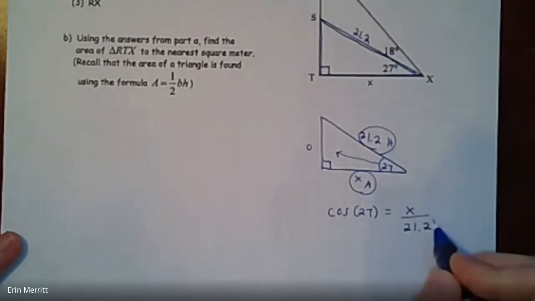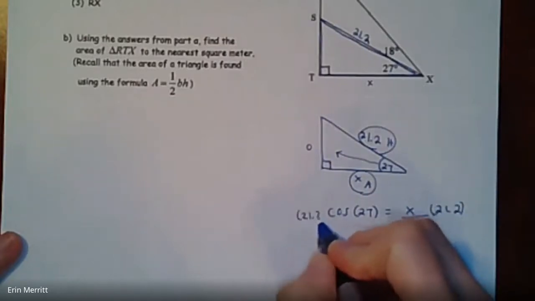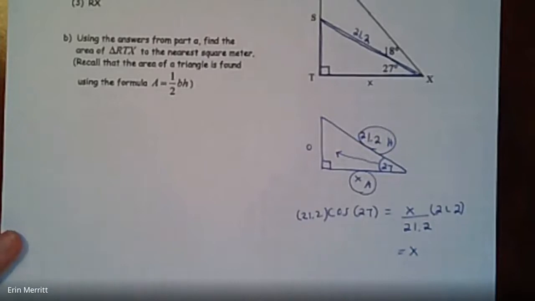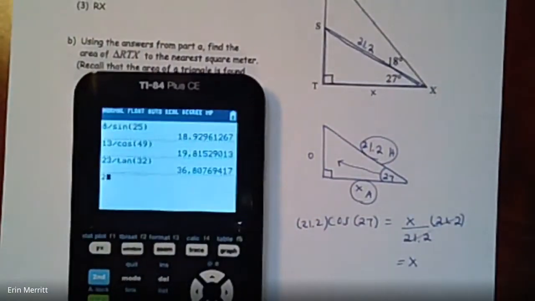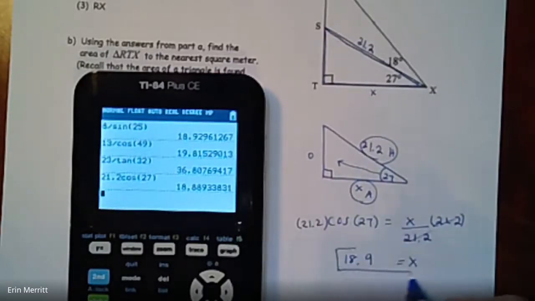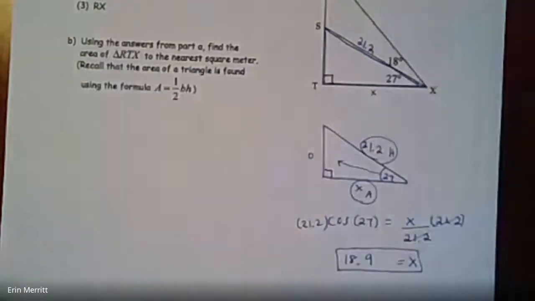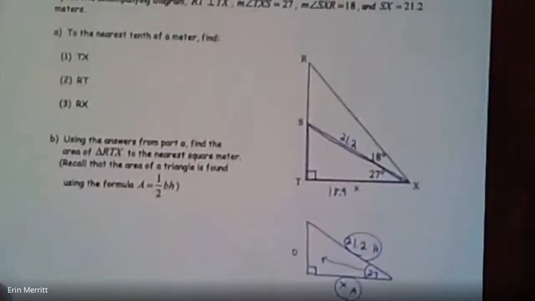21.2. So for this one, all I have to do to get x is just multiply both sides by that 21.2, and I can go right into my calculator from there. So 21.2 times the cosine of 27, and I get, to the nearest tenth of a meter, 18.9 for that. So right here is going to go 18.9, and I can fill it in up here as well.